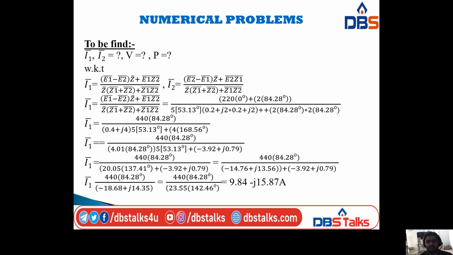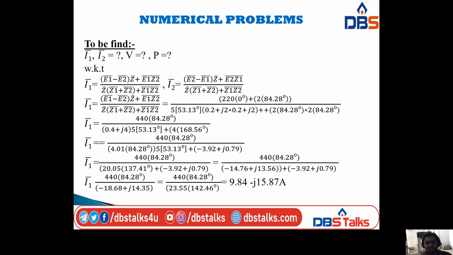So I1 bar is equal to, we know the formula, that is (E1 minus E2) into Z plus E1 Z2 by Z of (Z1 plus Z2) plus Z1 Z2. In the problem they are already given E1, E2 values and Z values. Please substitute those into this one. So you know already E1 bar minus E2 bar, you know already E1 bar value, that is 200 at an angle of 0. Please substitute this one plus.